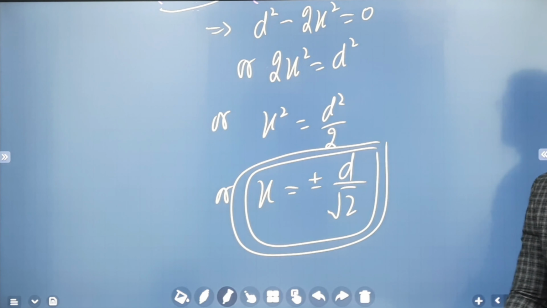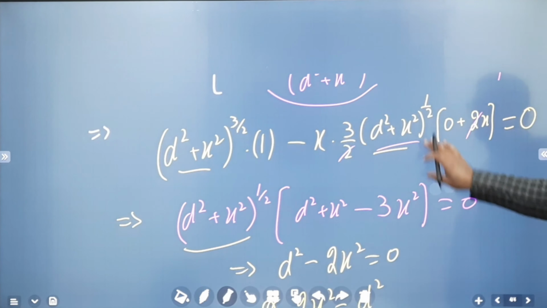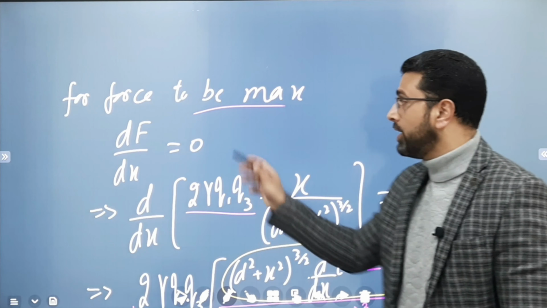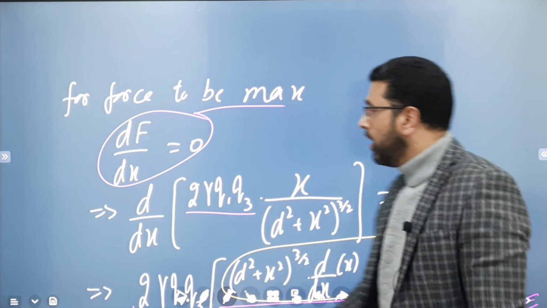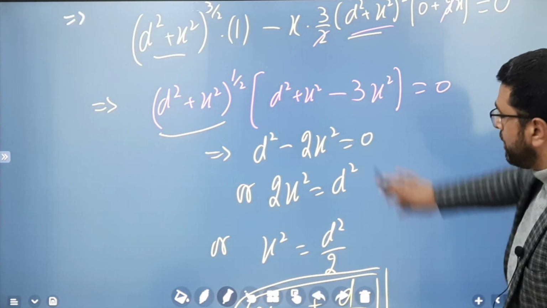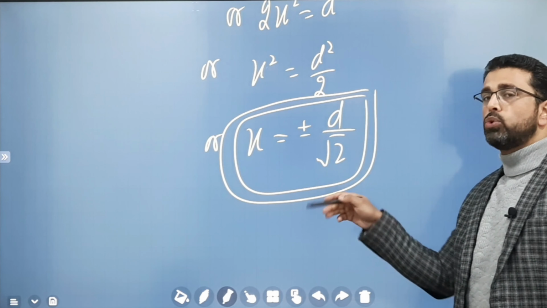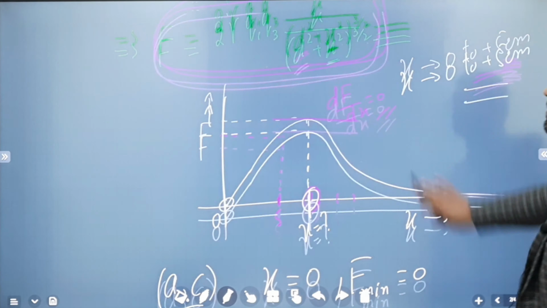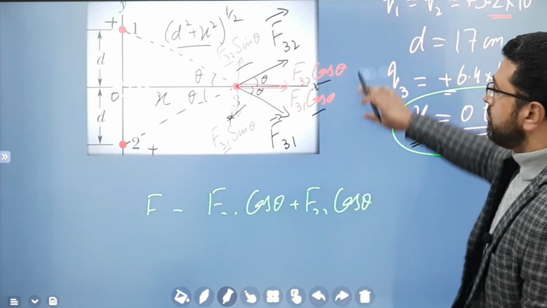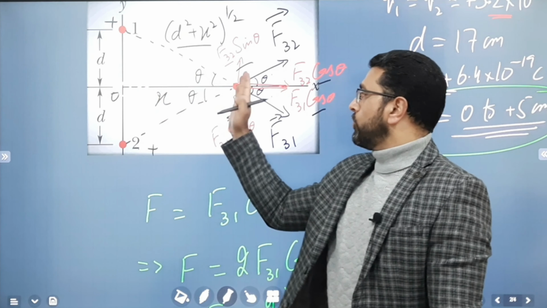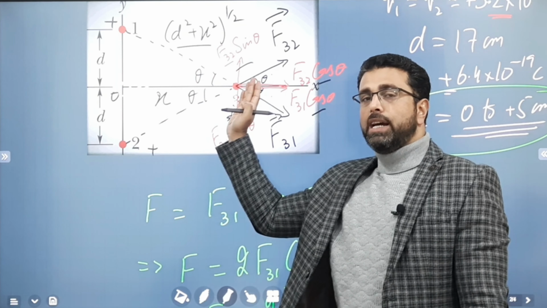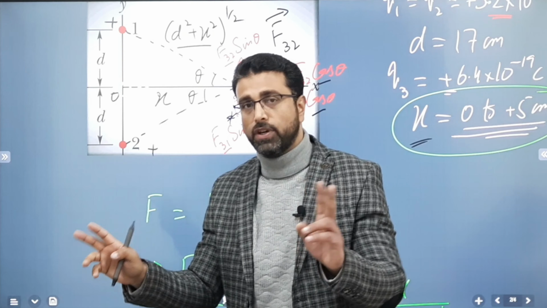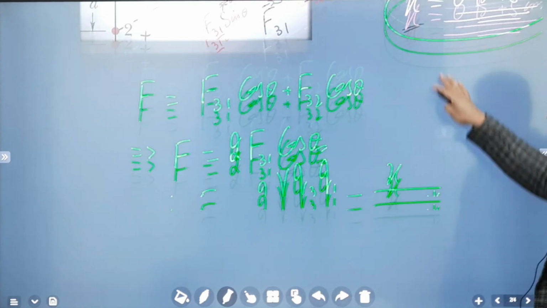So force will be maximum. See, we started with the condition that force is maximum, only then df by dx is 0. So force will be maximum at two positions, plus d by root 2 and minus d by root 2. That means plus d by root 2 when the particle is placed on the positive side, and on the negative side. Okay, so there are two places where force is going to be maximum.